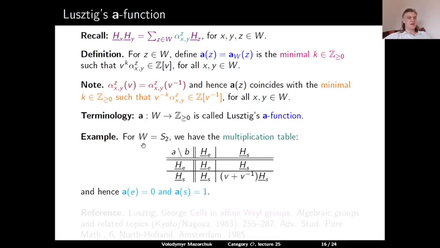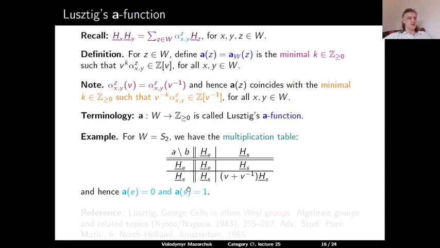So for example, if W is S2, then we have already seen this multiplication table of elements in the Kazhdan-Lusztig basis. So in the outcome, HE only appears with shift 0. So it already has a coefficient which is a polynomial. So the A function value on E is 0. The element HS underlined appears with shift 0 here, but here we have the coefficient which is a polynomial V plus V inverse. So we need to multiply with V to get a proper polynomial in V.